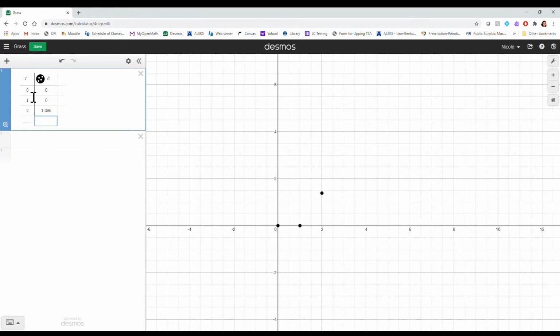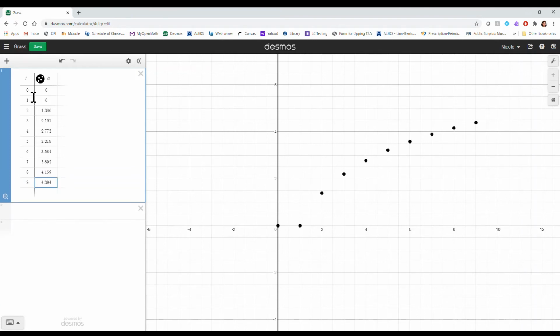1.386, 3, 2.197, 4, 2.773, 5, 3.219, 6, 3.584, 7, 3.892, 8, 4.159, and 9, 4.394. All right, there's our data, and we're going to decide which model is best.